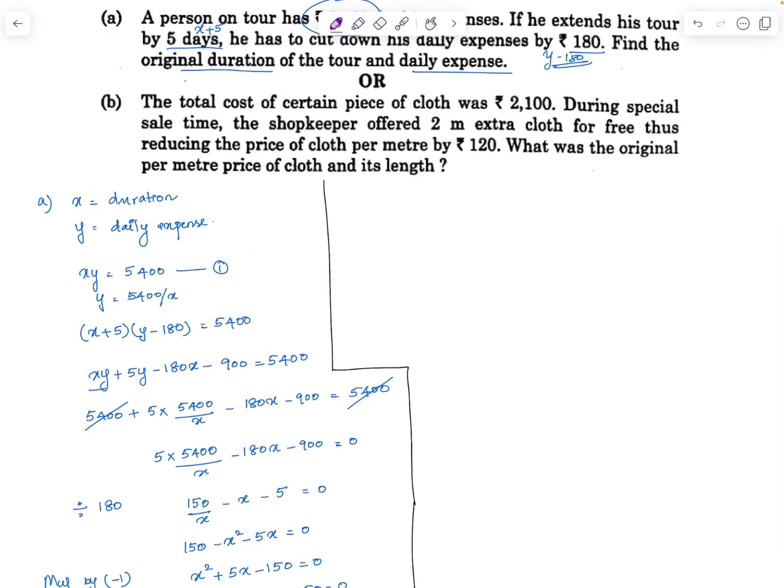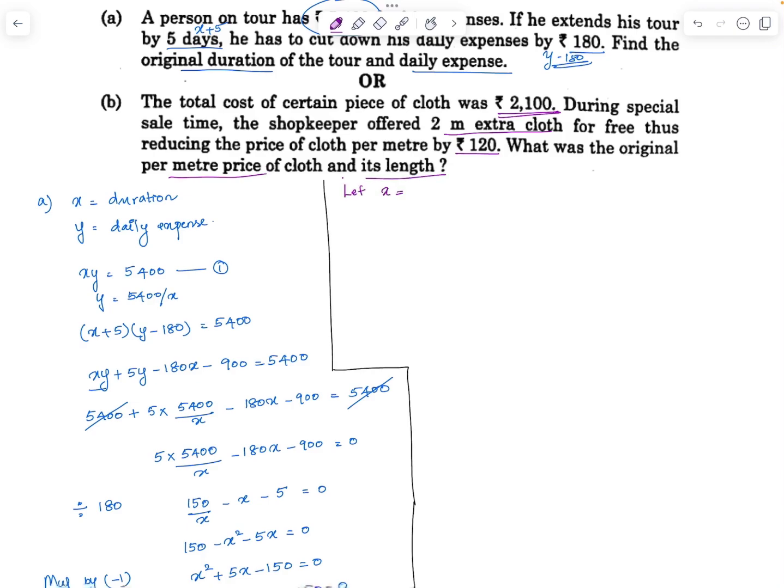The B part of the 32nd question: the total cost of a certain piece of cloth was rupees 2,100. During special sale time, the shopkeeper offered 2 meters extra cloth for free, thus reducing the price of the cloth per meter by 120. What was the original per meter price of cloth and its length? We have to get two things: one is the price per meter and the other is its length.